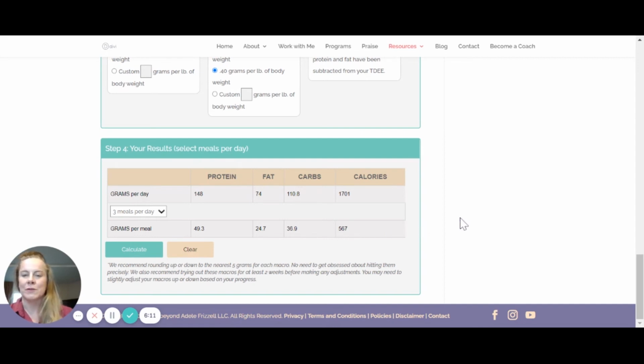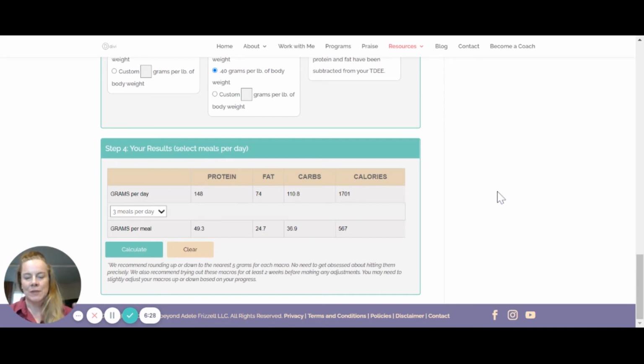You could have more protein at lunch, less at breakfast. The goal is to always hit 148 grams of protein. There's no need to get too obsessive about this. If you're plus or minus 5 grams for each of these macronutrients, you're still winning.